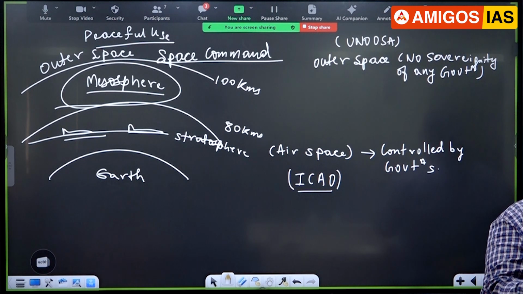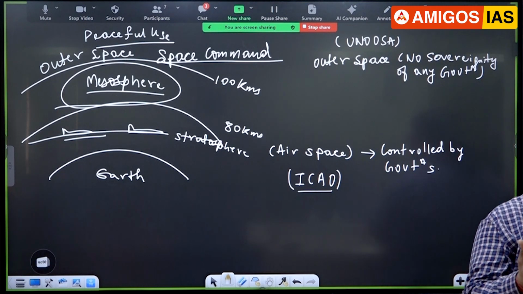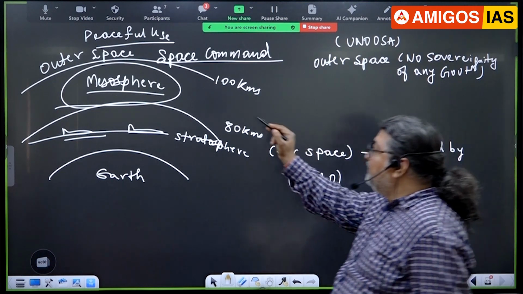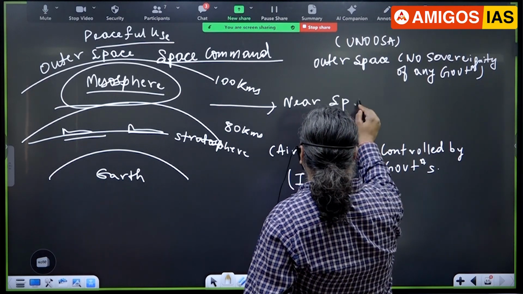But there is no law, there is no body for the mesosphere. China has developed there. That is the smartness of the dragon. Where there is no international law, there is no restriction. China built that, but that could be a danger for the entire world. Did you get that? So here, China has built the Near Space Command.